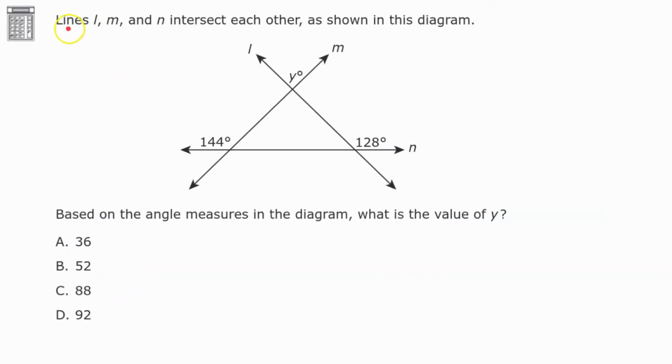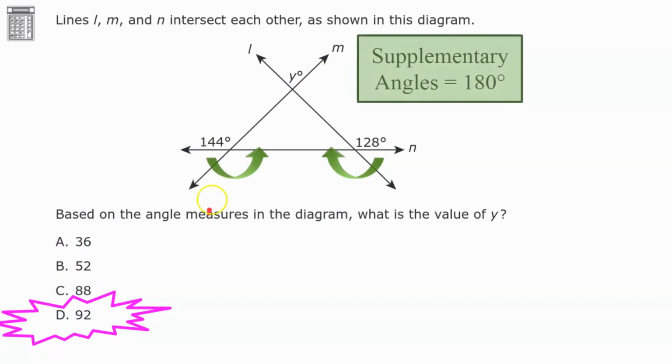Here we have lines L, M, and N, and they intersect each other just as shown on the diagram. Based on the angle measures in the diagram, what is the value of y? Pause now and come back when you're ready. Welcome back. So the answer is D, 92, and this is how you would get there.